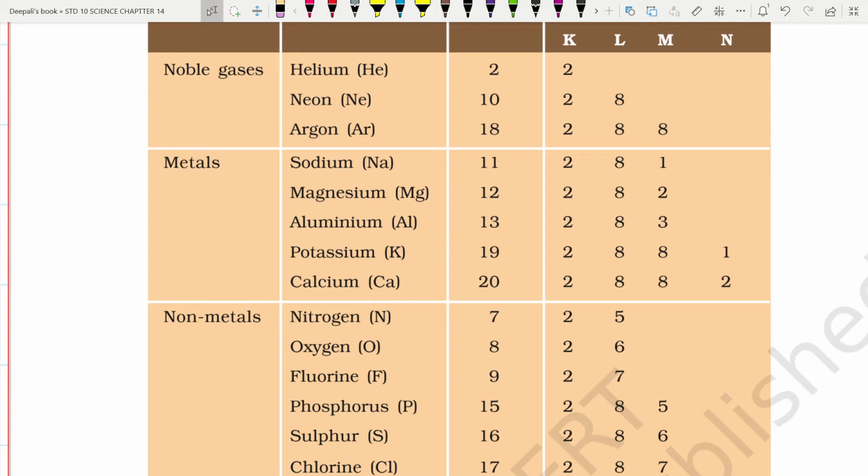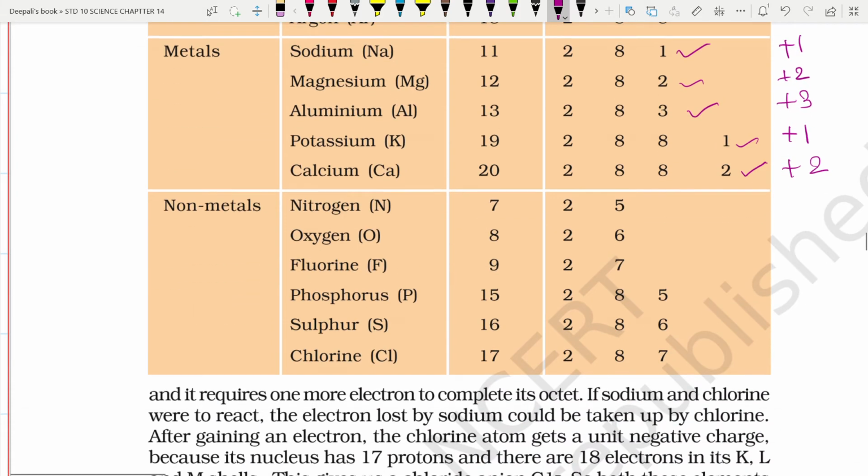So we can see there is only one electron, 2, 3, 1 and 1 in the outer shell. So they will have valency plus 1, plus 2, plus 3, plus 1 and plus 2. Whereas non-metals have the tendency of accepting electrons and becoming negatively charged ions, like nitrogen 7, 2 and 5. So it is minus 3.